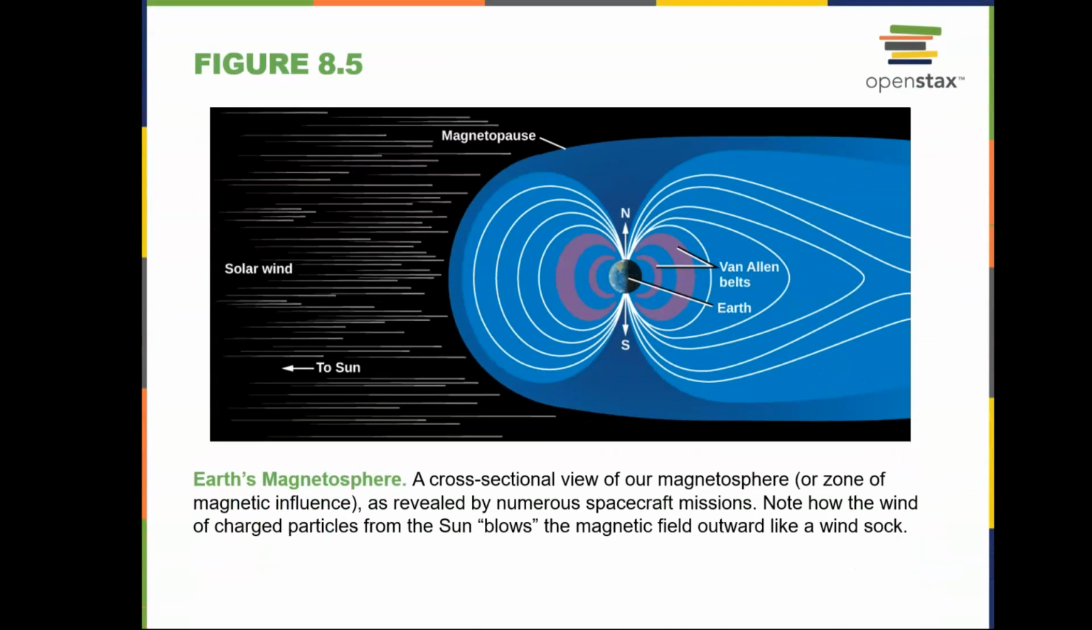Here we can see a depiction of Earth's magnetic field. The charged particles it can trap come from solar wind. Solar wind also extends our magnetic field in the direction not facing the sun by a significant amount.